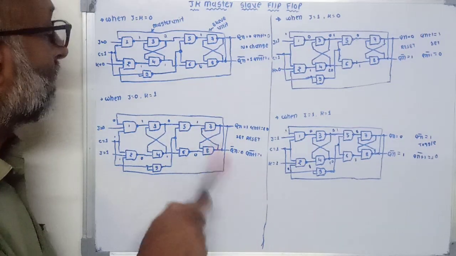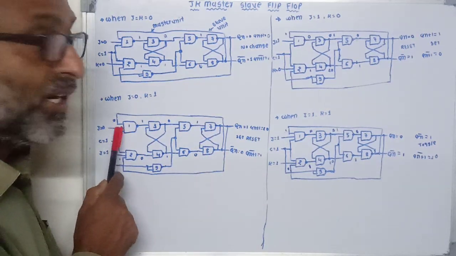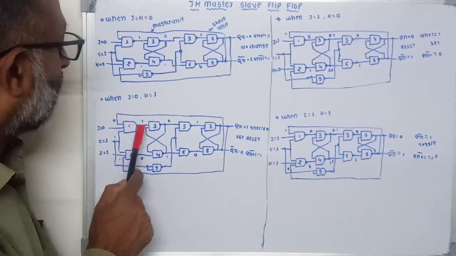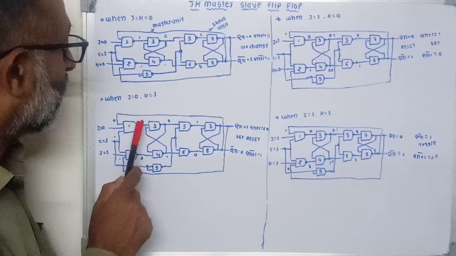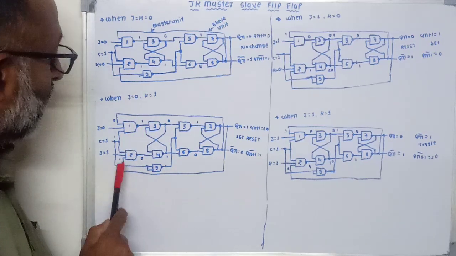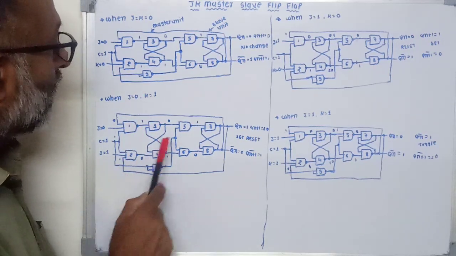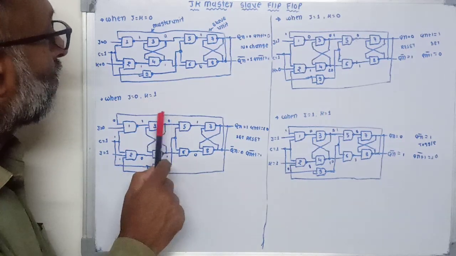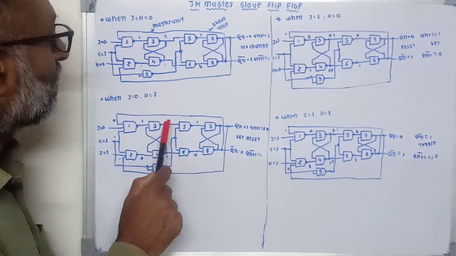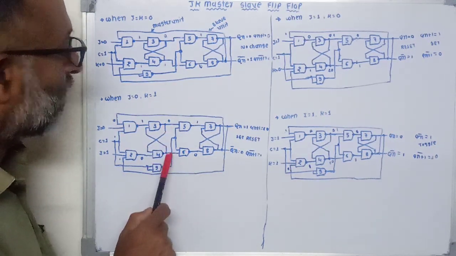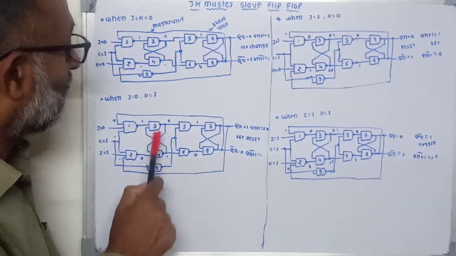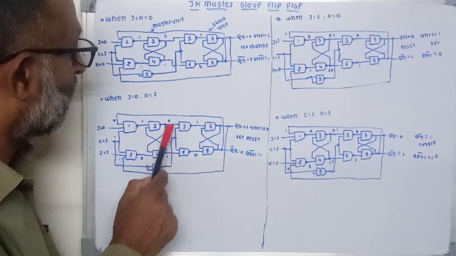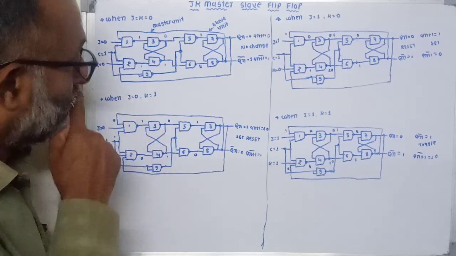That means it is in set condition. So here it is 0. That means the output of this NAND gate number 1 is always 1. Here it is 0. Now initially the output of the master unit is Qn equal to 0 and Qn bar equal to 1. That means it is in reset condition. So 1 into 1, 1, 0, 0 into 0, 1.